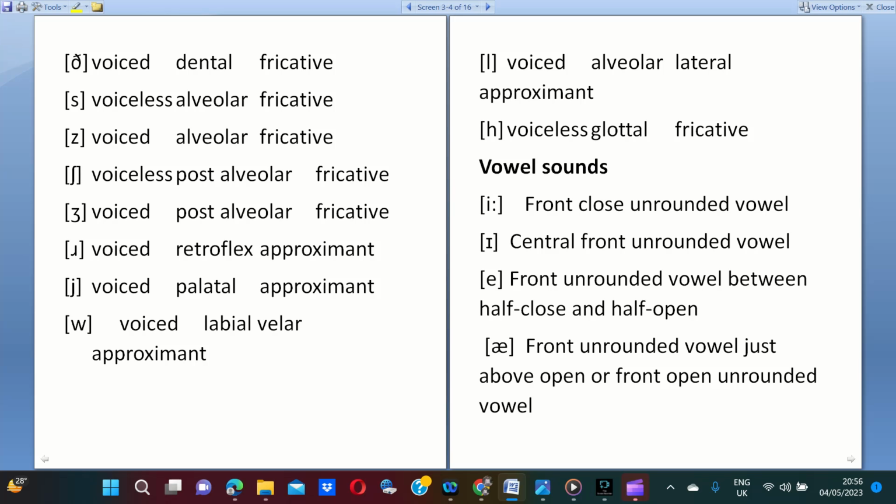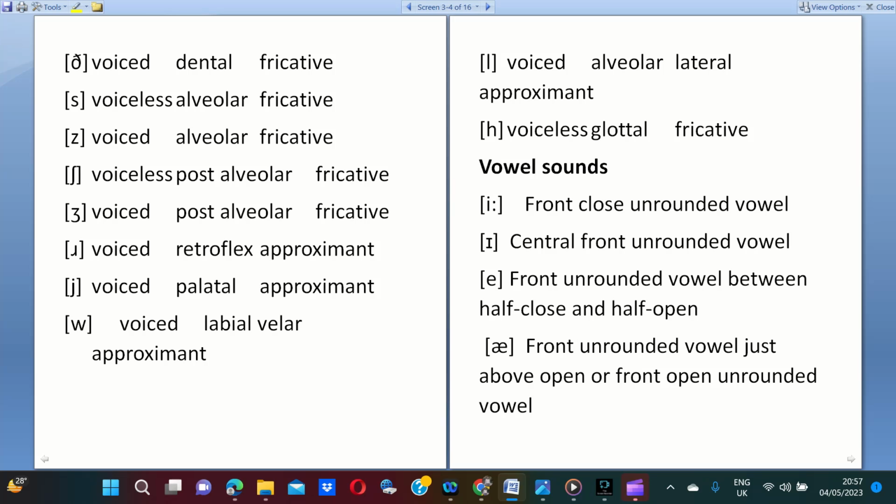Now we discuss vowel sounds. What are vowel sounds? All vowel sounds are voiced sounds only. But among consonant sounds, there are a few voiced sounds and a few voiceless sounds. Among vowel sounds, all are voiced only. The vocal cords are very near to each other to produce sound. In consonants, there are two different cases, voiced and voiceless.